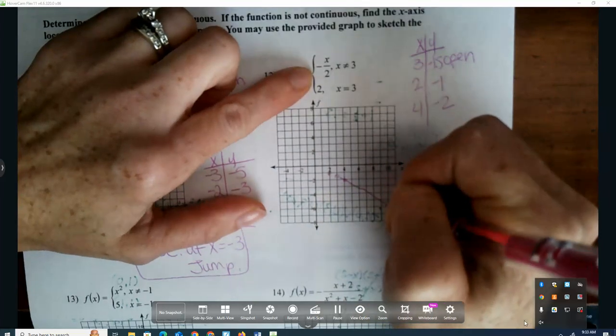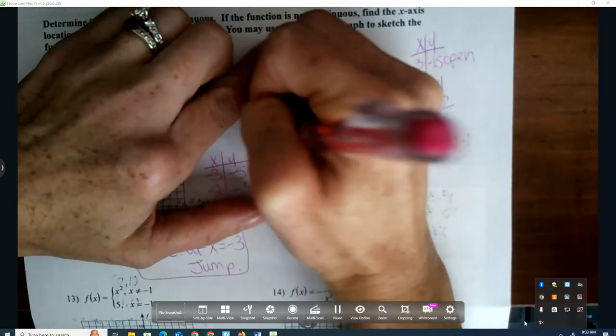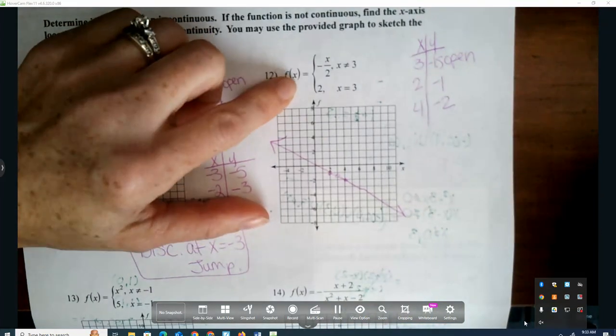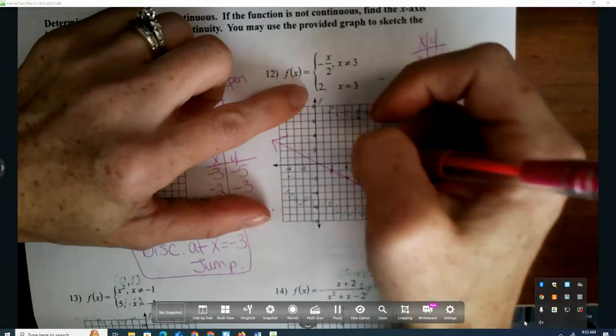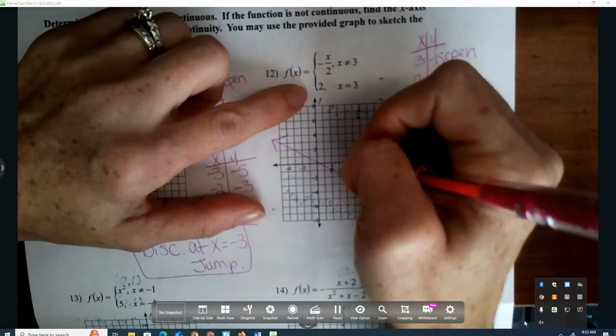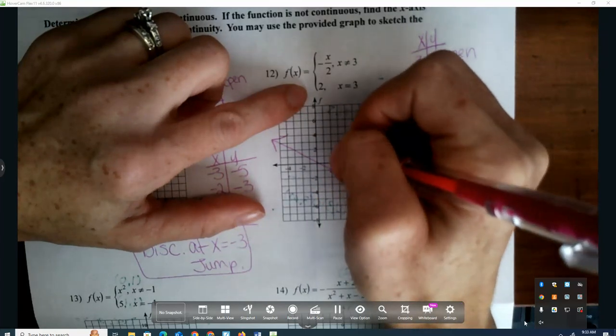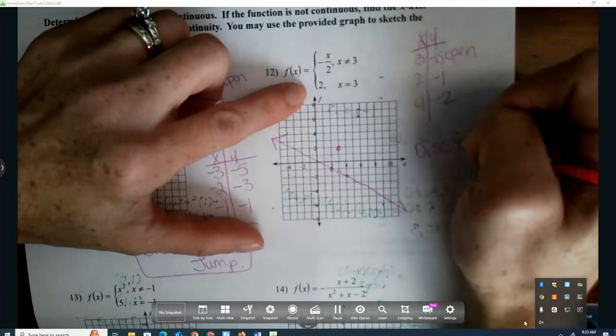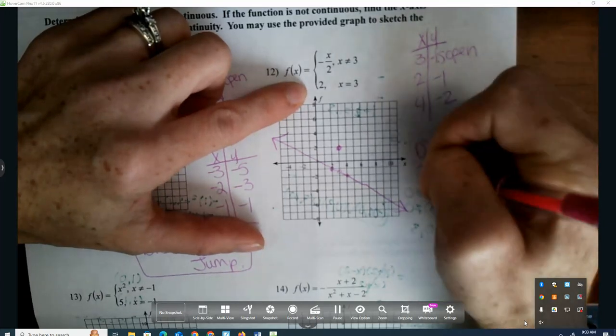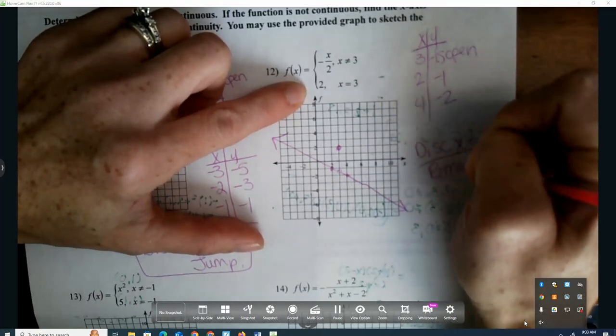So we have this line with an open circle on it. 2, when x equals 3, is just a point. When the x is 3, the y is 2. So this is discontinuous when x is 3, and it's removable.